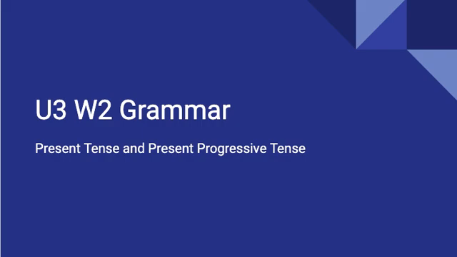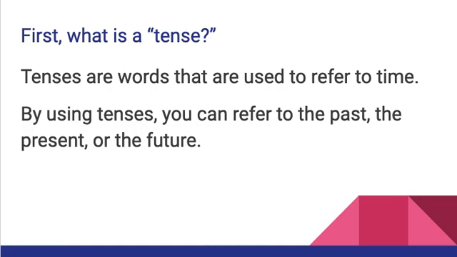This week's topic is present tense and present progressive tense of verbs in a sentence. And while this sounds really confusing, you use it all the time. It's just time for you to learn what it really is called. So let's first take a look at what is a tense. Tenses are just words that are used to refer to time.